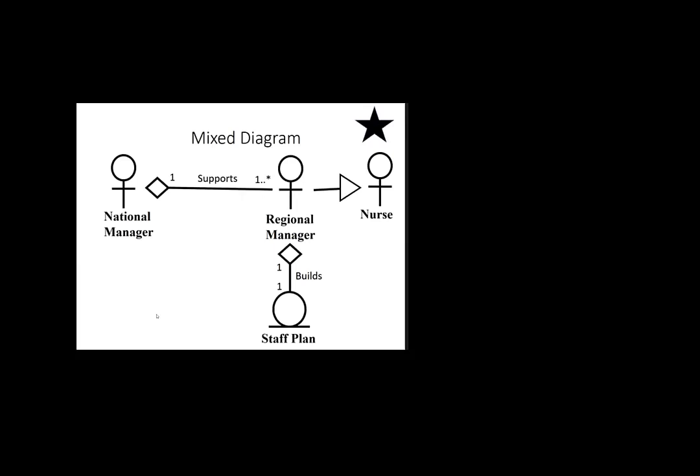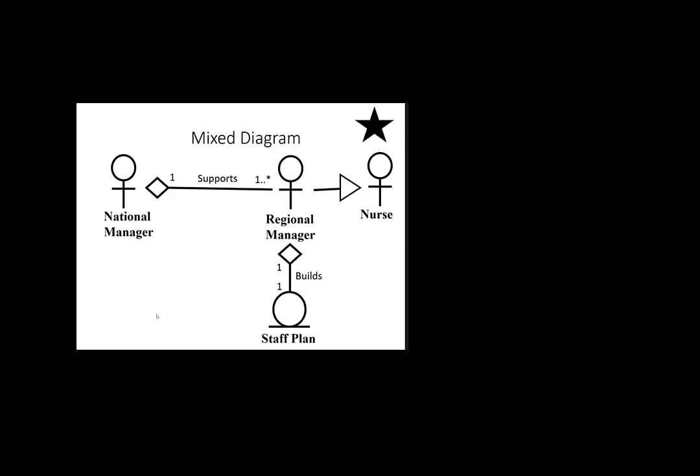And the last thing is these can all become mixed, right? So here's a national manager supports a regional manager who has a staff plan, and the regional manager is a kind of nurse. And so these little elements of vocabulary that capture, describe relationships, you can begin to build up in the way that makes sense to you to describe the thing you're working on.